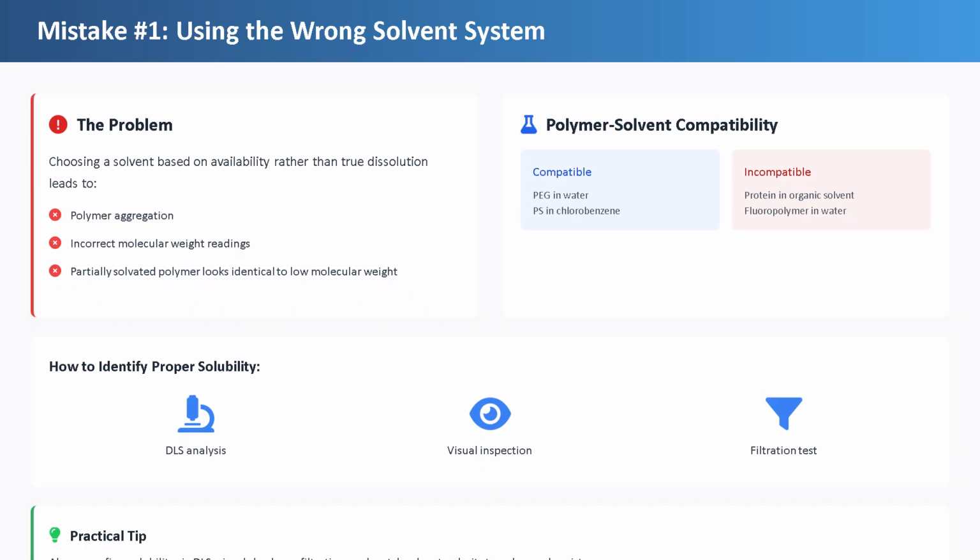So how do you check? Techniques like DLS, visual inspection, and simple filtration tests can tell you a lot about solubility before you ever inject a sample. The takeaway: always match solvent polarity and chemistry to the polymer, and confirm dissolution before calibration and injection.